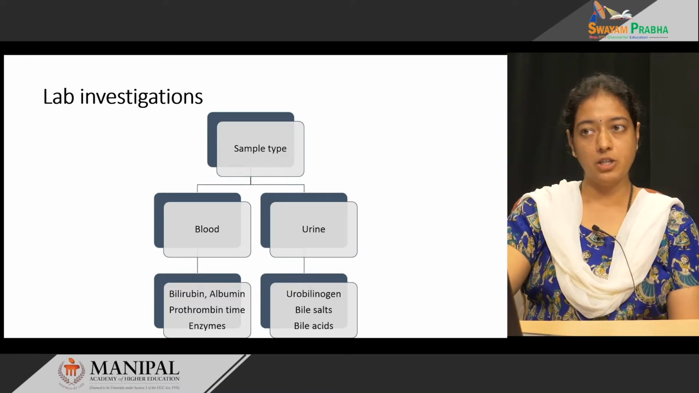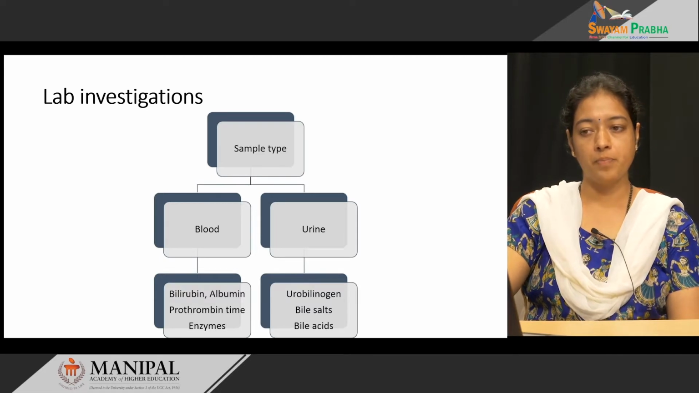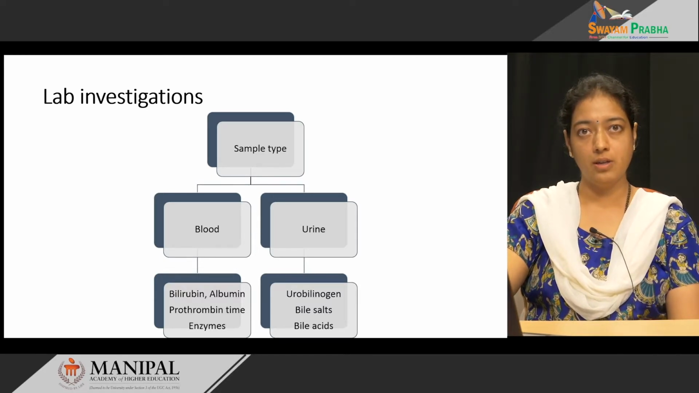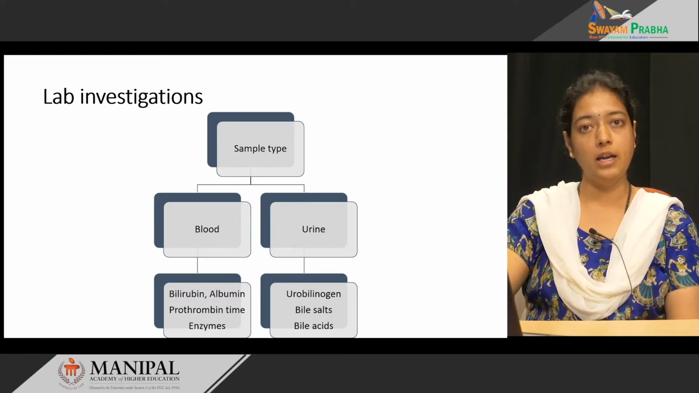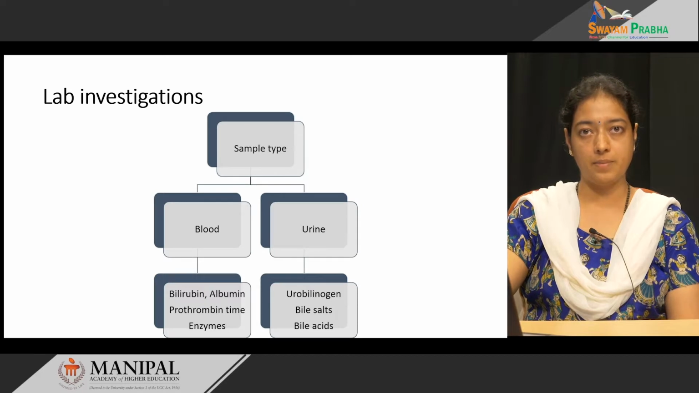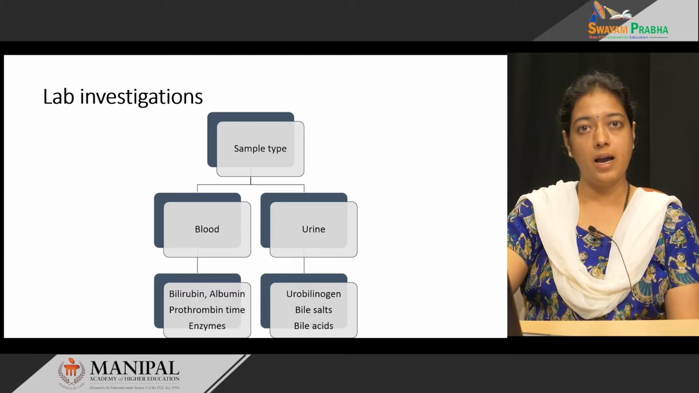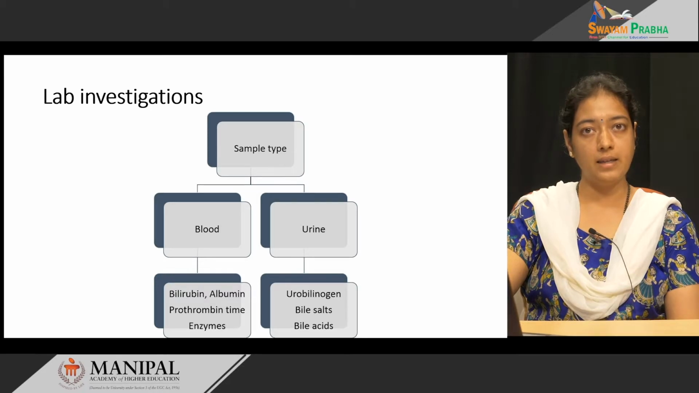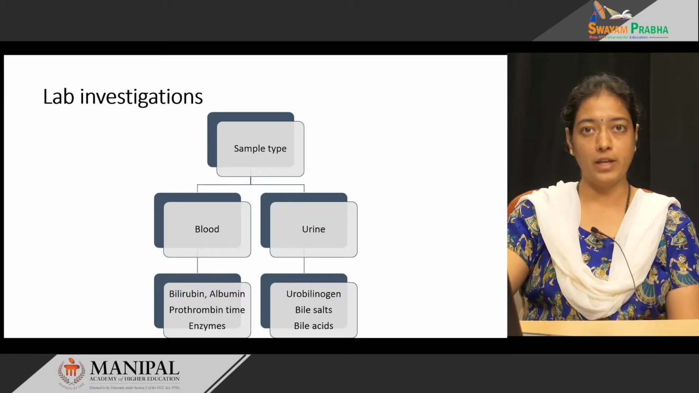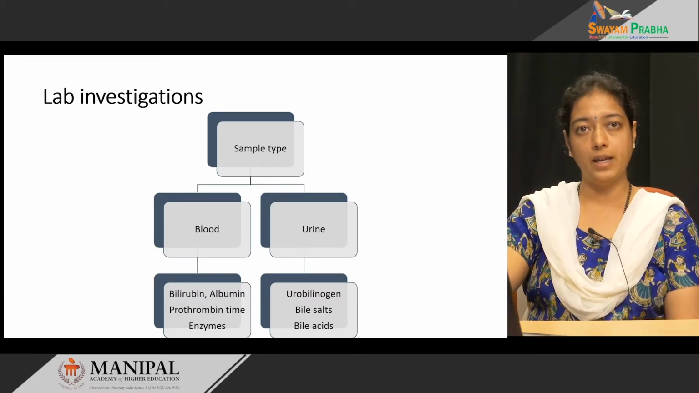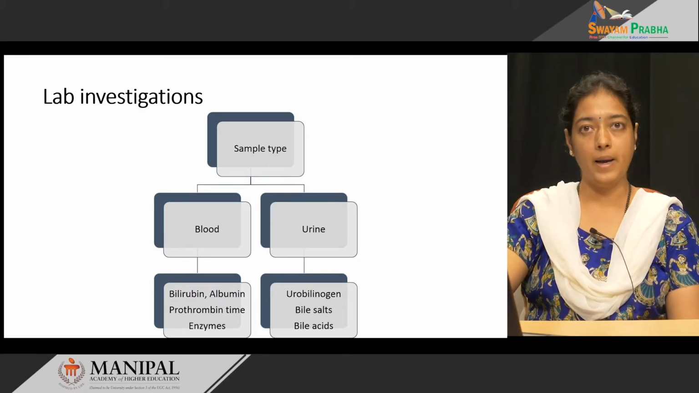In the lab investigation, you can collect two types of samples, blood samples or urine samples. In the blood sample, you can measure serum total bilirubin, serum unconjugated bilirubin and conjugated bilirubin, albumin, prothrombin time and enzymes. Enzymes such as aspartate transaminase, alanine transaminase, alkaline phosphatase, gamma glutamyl transferase. In the urine sample, we can estimate urobilinogen levels, presence of bile salts and bile acids.